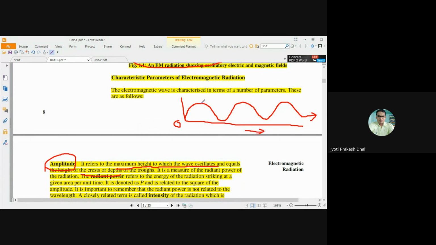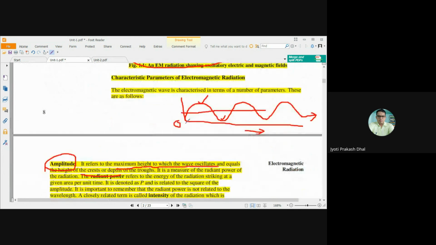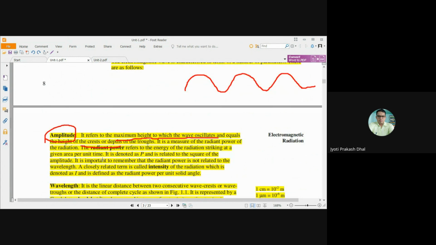The wave contains maxima, known as crest, and minima, known as trough. If we consider the middle axis, the height of the crest is known as amplitude, and the depth of the trough is also known as amplitude. Both are the same. So amplitude is the maximum height to which the wave oscillates, and it equals the height of the crest or the depth of the trough.